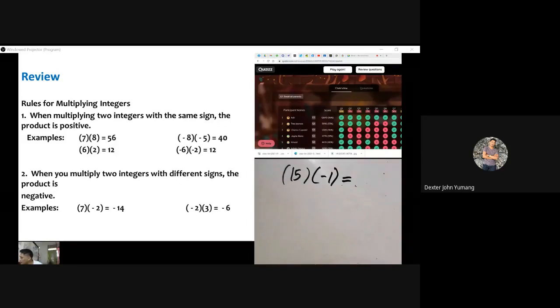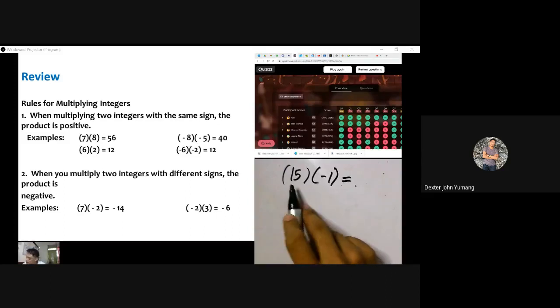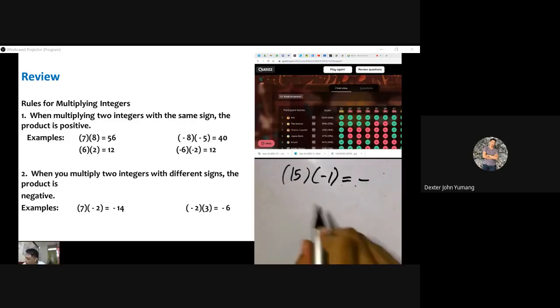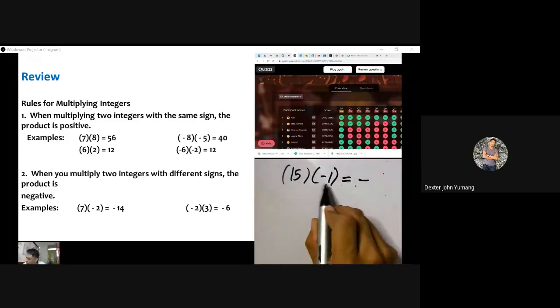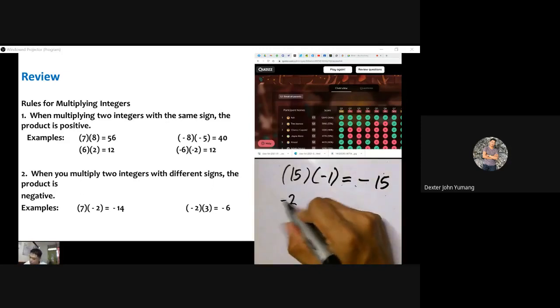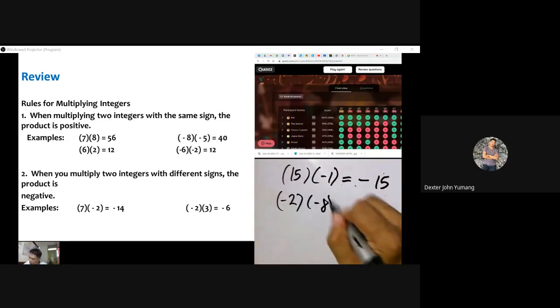Cindy. The same answer. So, in that case, same with Nico, magkaiba po sila ng sign. Positive is 15, negative is 1. So, automatic negative na po ang sagot. So, 1 times 15, ito na lang yung problema mo. Itong i-multiply mo ang 1 times 15. 1 times 15 is 15. Automatic po, ganyan. So, the answer here is negative 15. So, very good. Next, negative 2 times negative 8.